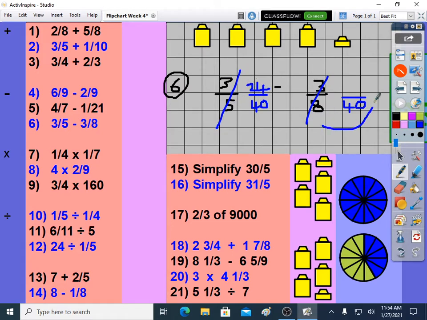On the other side of the question, something completely different is going to happen. What happens to 8 to get to 40? 8 and 16, 24 and 32, 40. You times it by 5. So times the top by 5.